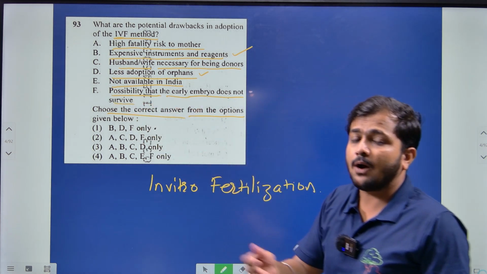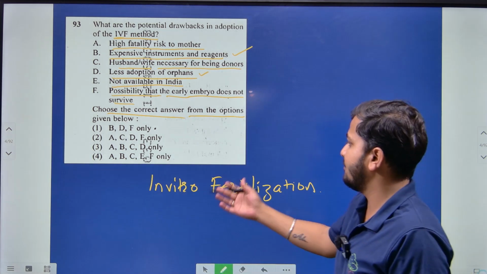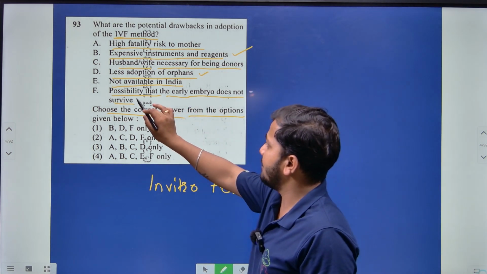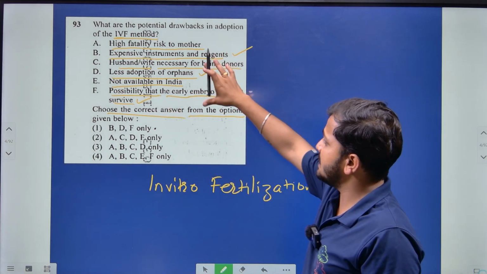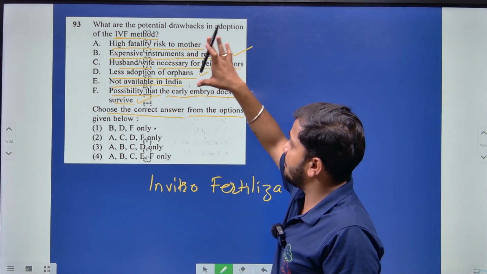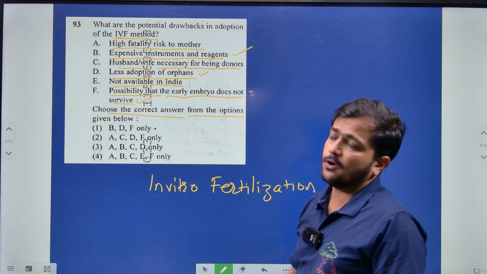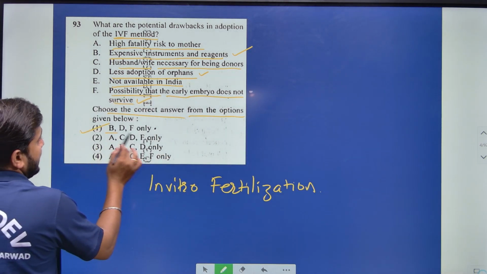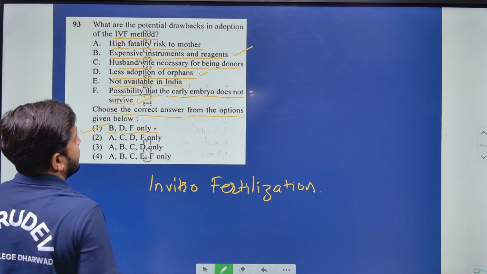Then you consider the possibility that the early embryo does not survive, right? So after fertilization in vitro, early embryonic death can take place. So according to these options, the potential drawbacks are these three of them. So option 1 is correct, that is B, D and F only, right?